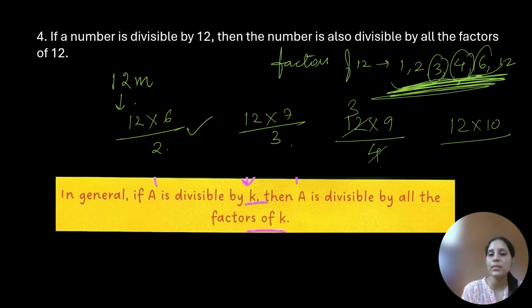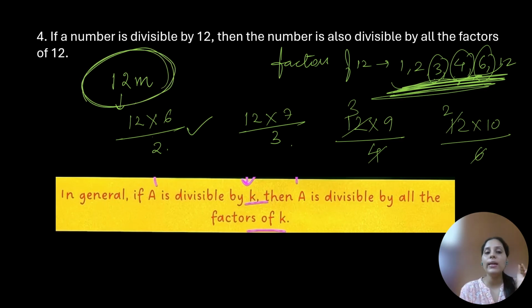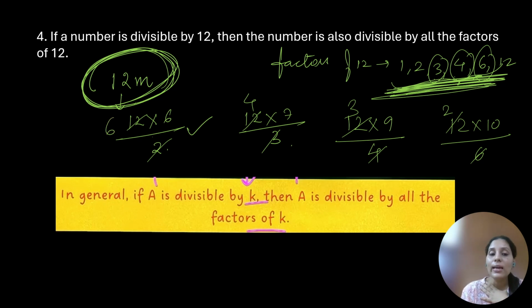12 into any number. Is it divisible by 6? Yes, it is divisible. So if a number is divisible by 12, be it any number, that number will definitely be divisible by all the factors because all these factors have 12 in their table. So it can be easily cancelled with 12. So what is the statement? If A is divisible by K, then A is divisible by all the factors of K.